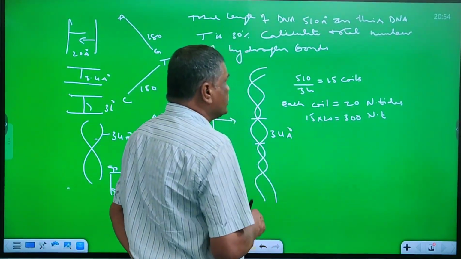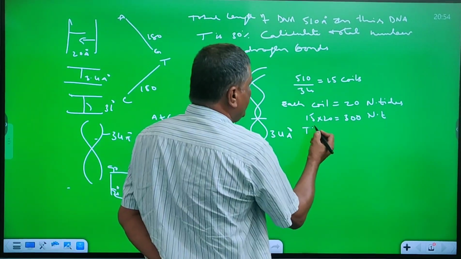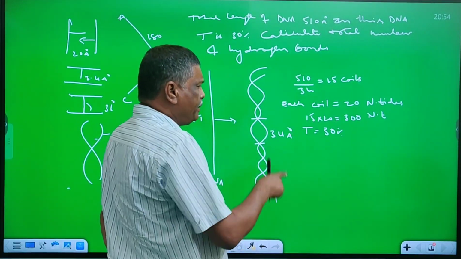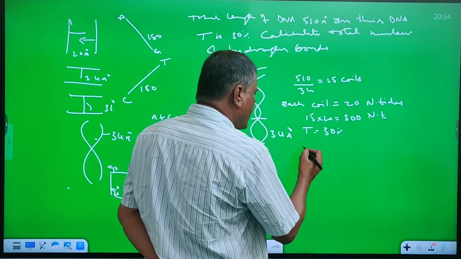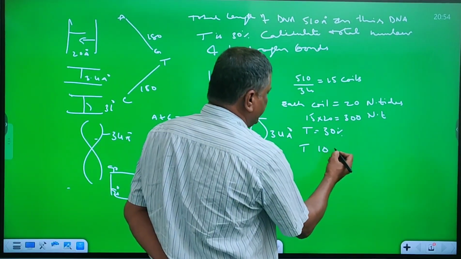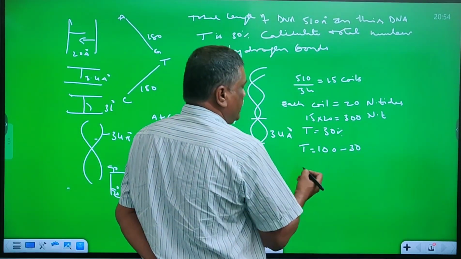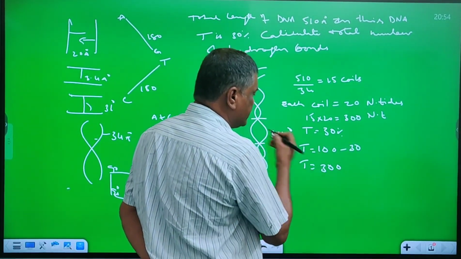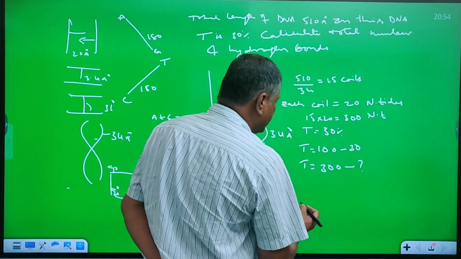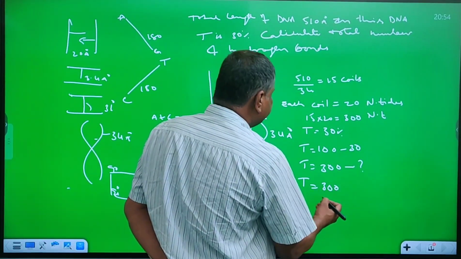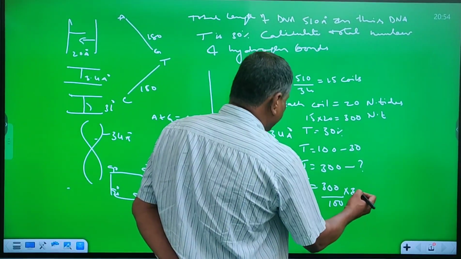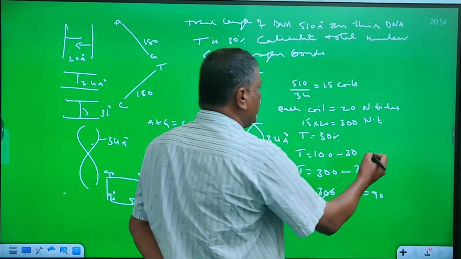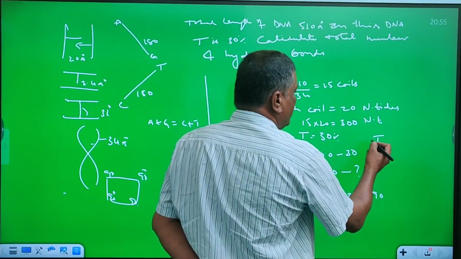Then in these 300 nucleotides, what is the percentage of thymine? T is 30%, they gave. 30% means per 100, T is 30 nucleotides. Then in these total 300 nucleotides, how many nucleotides are T? T equals 300 by 100 into 30, means 90 nucleotides are T. Means T nucleotides are 90.